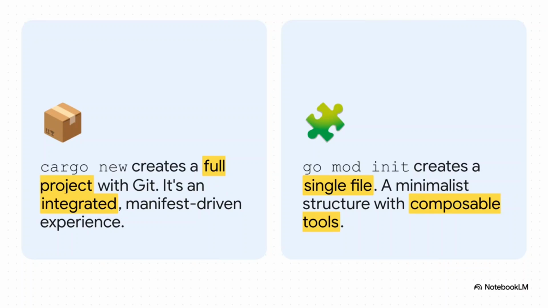With Rust, you type cargo new, and poof, you get a whole structured project. It's got Git integration, a manifest file, the whole shebang. It kind of holds your hand. Go, on the other hand, is super minimalist. You run go mod init, and you get one file. That's it. The rest is up to you. It's all about freedom and piecing together simple tools however you want.